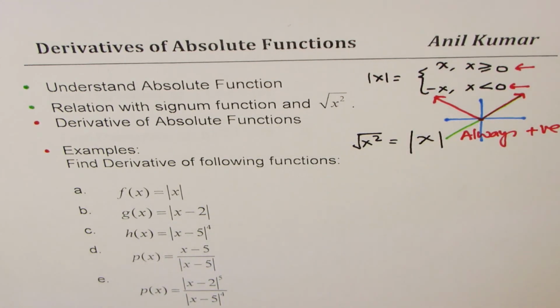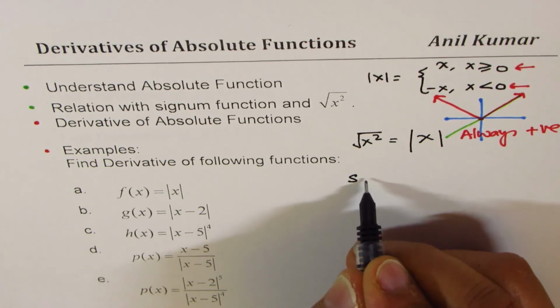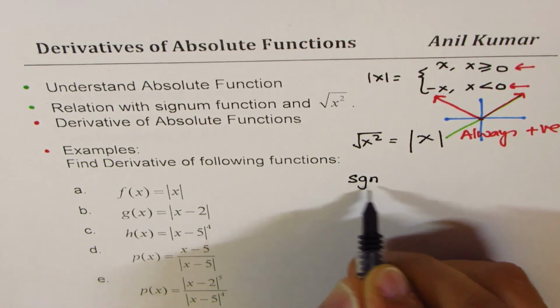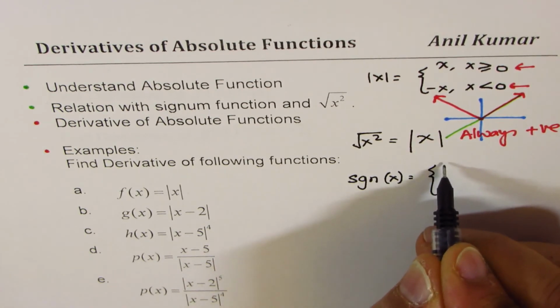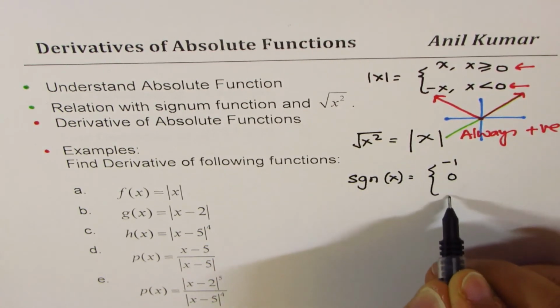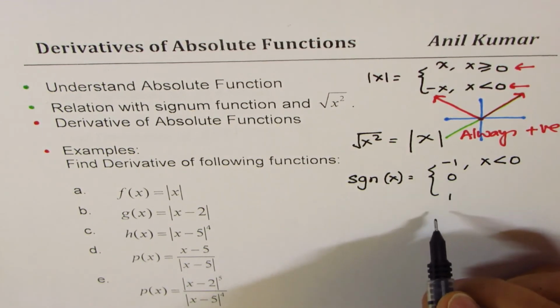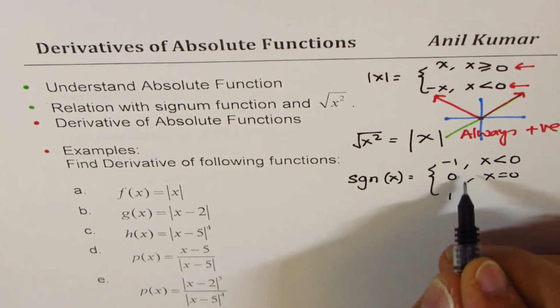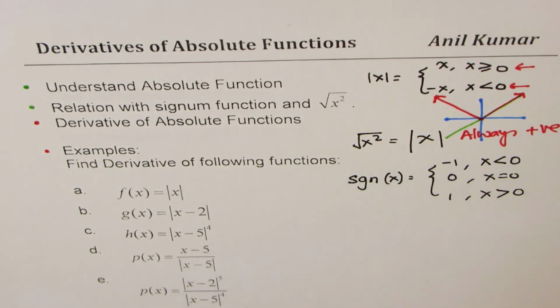Do you see that? Another important function is the Signum function, which we write in short as SGN, sgn x, which is basically equal to minus 1, 0, or 1. If x is negative, that is less than 0, it is negative. If x is 0, it is 0. And if x is positive, that is greater than 0, then the Signum function is positive.